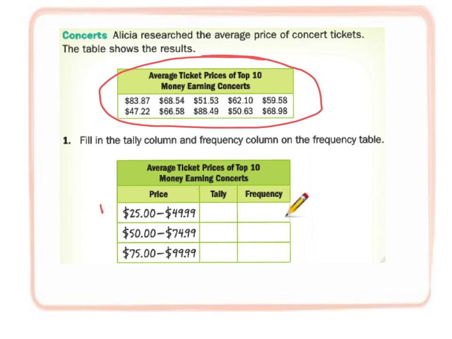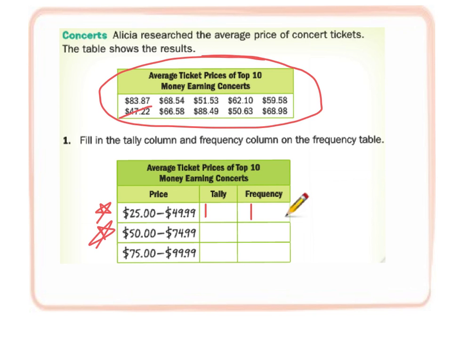So for my first interval, I have from $25 to $49.99. So I'm going to check above to see if there's anything that falls within that range. Anything less than 50 and anything 25 or more. So I see that 47.22 falls in there. And that's about it. So that is just one time, one tally, and then it happens once.